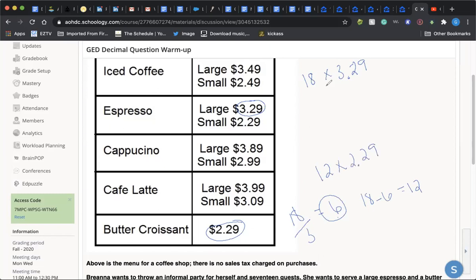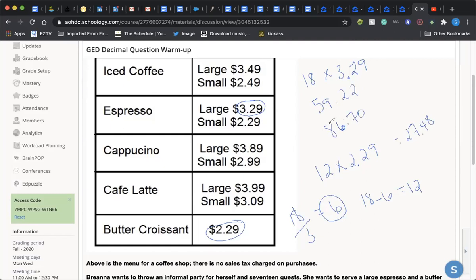I need to multiply those two numbers and then add them together. So when I do 18 times 3.29, to be quick, I'm just going to use my calculator and I'm going to get 59.22. When I do 12 times 2.29, I'm going to get 27.48. When I add those two numbers together, I'm going to get 86.70.